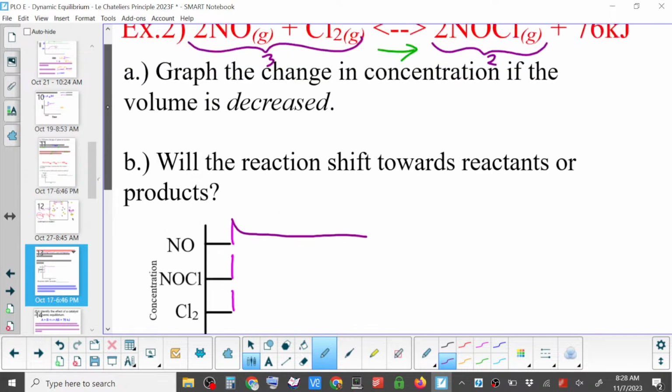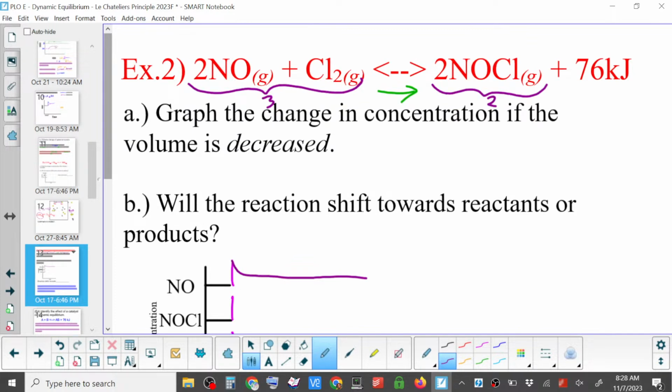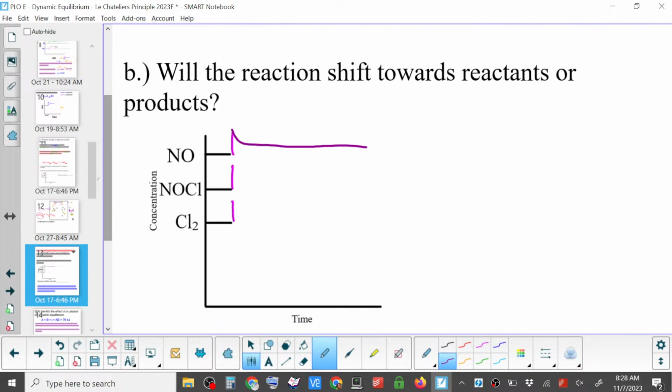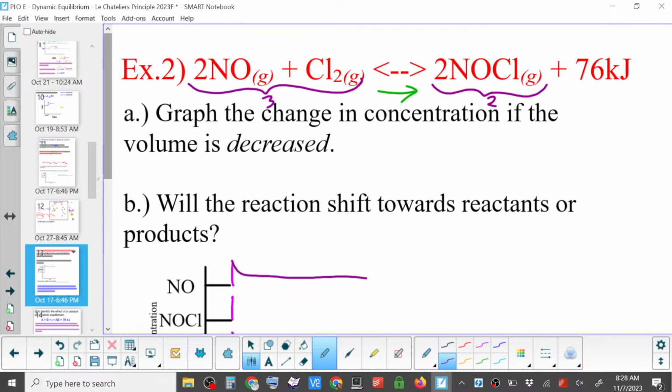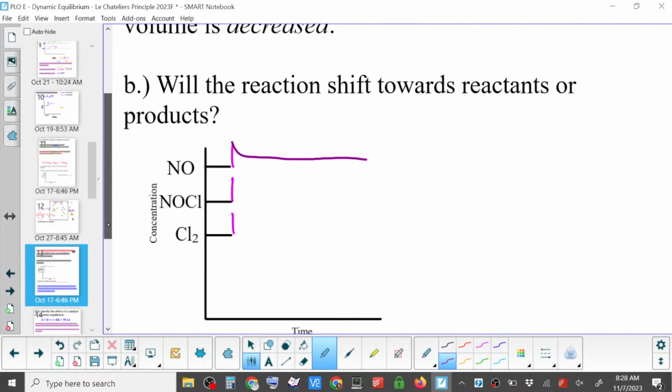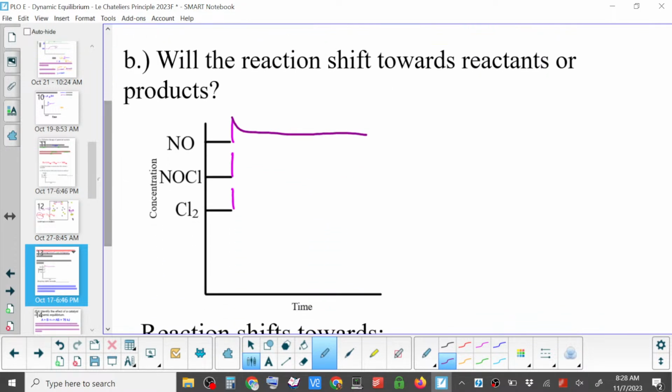So it's shifting this way. That should go down. What should NOCl do? Go up. Go up by what proportion? The same as NO or less than NO? The same. Both the numbers are the same, so they're both 2 to 2. So whatever this is, this should go up by about the same amount. I'm going to use a different color because those are going to end up being really close to each other.